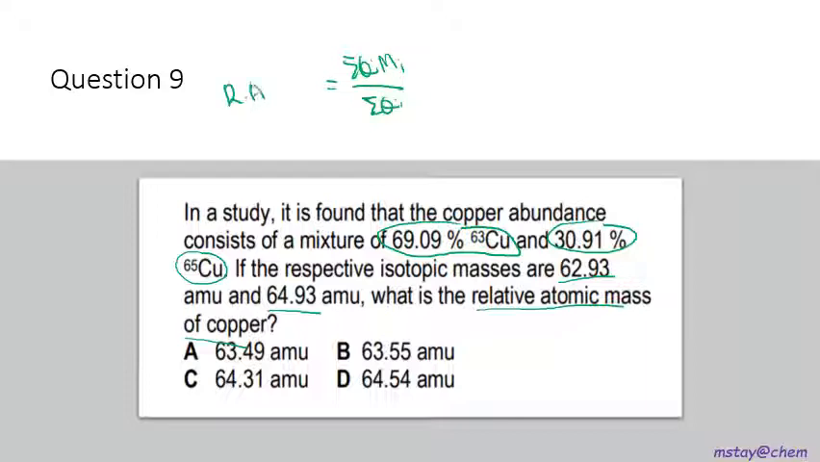Okay, relative atomic mass. In this case, when we want to use the abundance, they already give us the percentage. While for the mass, we will prefer to use 62.93 instead of 63, because 62.93 is more accurate. And then for 65, we didn't use 65, but we are going to use 64.93. So press the calculator, you will get the answer 63.55 AMU.